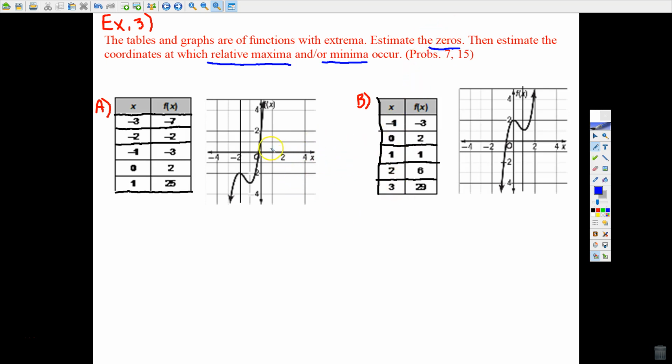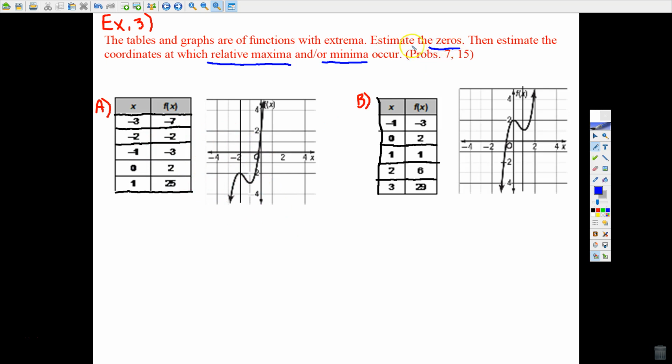You can tell by the graph in this case. This table corresponds to this graph. So -3, -7 should be on my graph. -2, -2, there it is. -1, -3, that line's missing. It didn't copy over very well, but that's -1, -3. Here's 0, 2, and then 1, 25. We don't see the 25, but it's way up there. So the table and the graph go together.